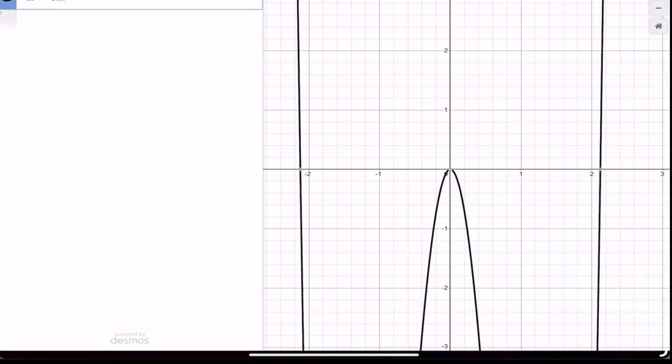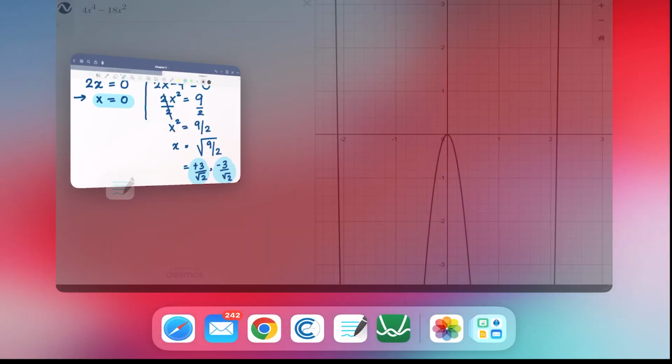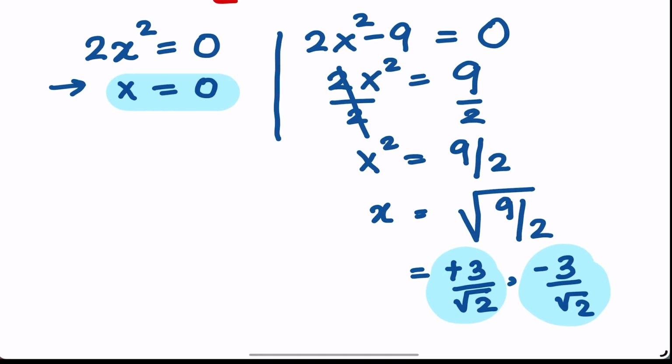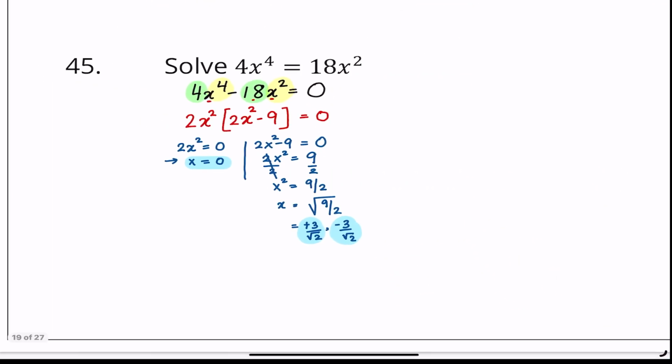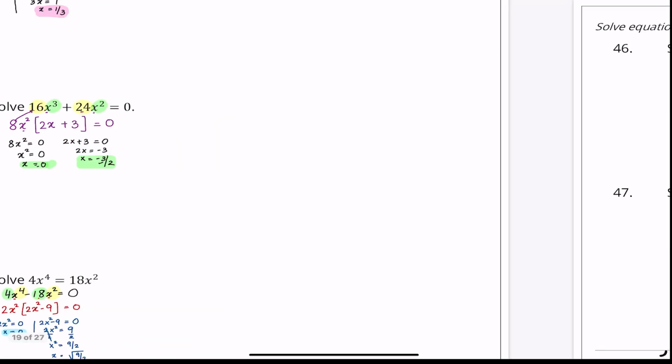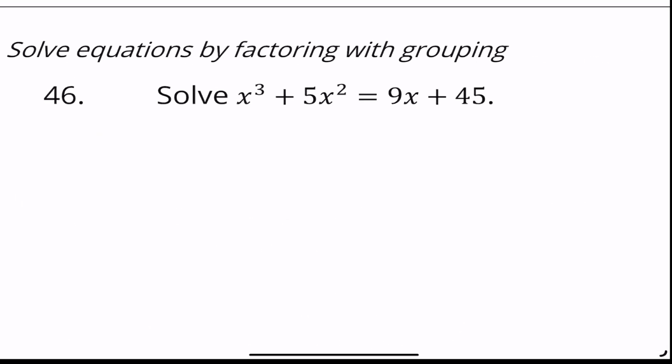But there is no way in the world that you would know, at least I would not know, that negative 2.121 is 3 over radical 2. One is positive 3 over radical 2, and the other one is negative 3 over radical 2. So that's why you will have to know the process of solving with greatest factors without using your Desmos.